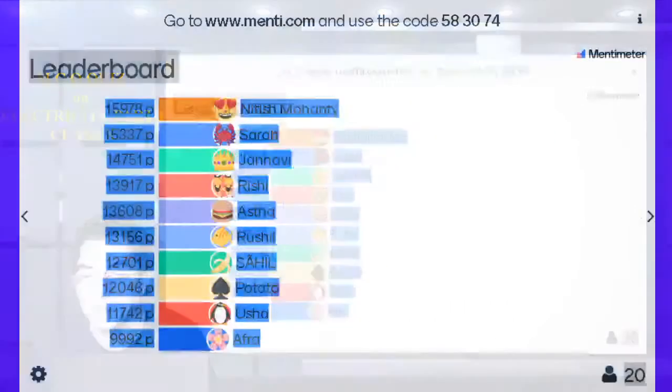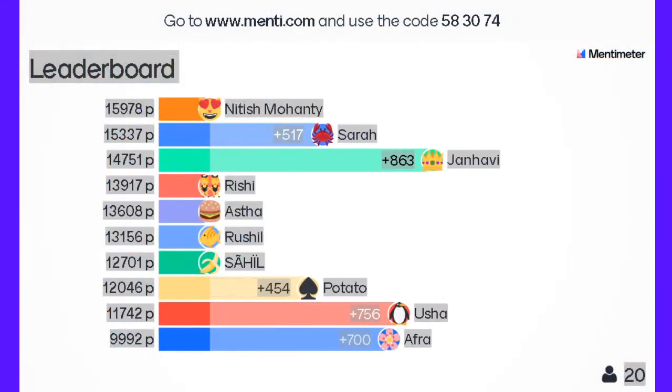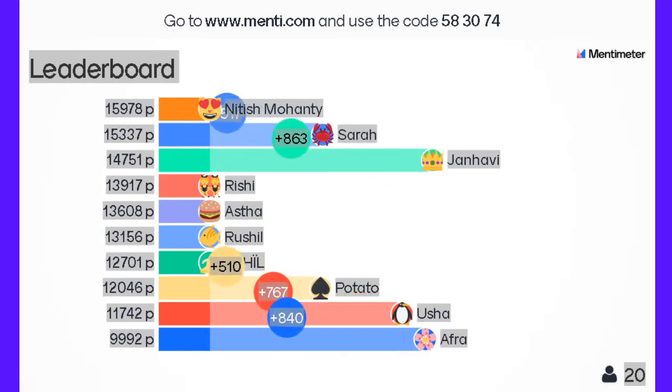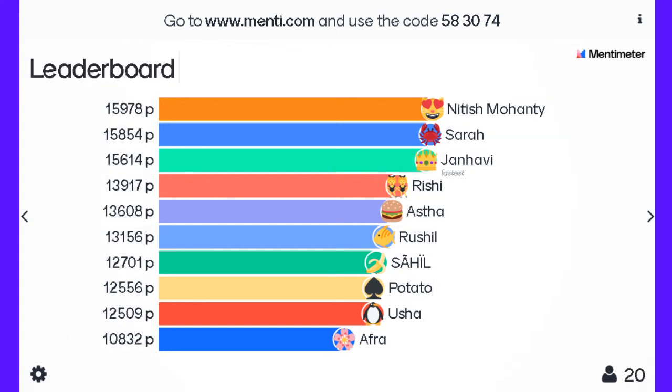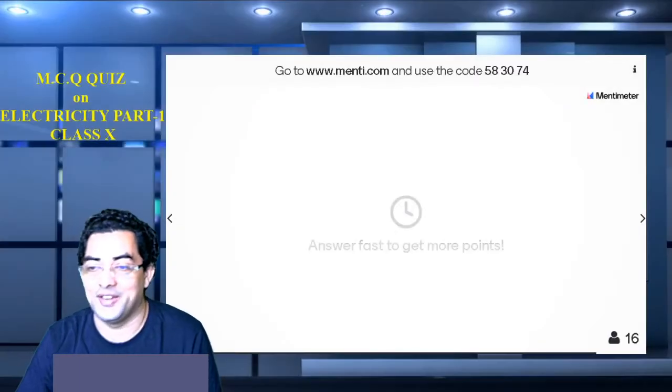Okay, so the leaderboard is like this. Oh, guys, great. Nitish Mohanty on top, followed by Sara, then comes Janvi, then I have got Rishi, Asta. This time fastest finger was Janvi. Very good, Janvi. Then Rishi, Asta, Rushil, Sahil, Potato, Usha, and Afra. Okay, I hope these kind of questions are not creating any problems for you. Let's move on to the next question, guys.